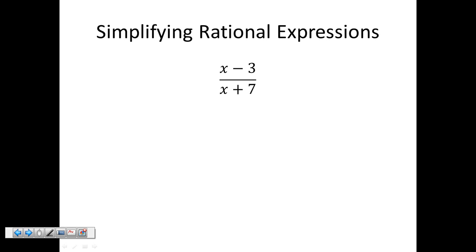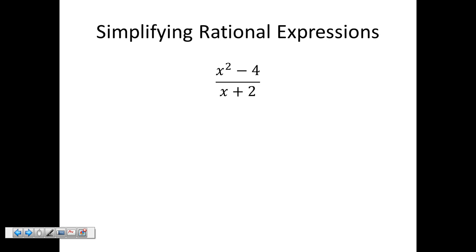Don't get tempted to cancel these things that are being added together through this division process. We can only cancel out things that are being multiplied together. Now here's one that looks like, okay, I want to cancel the x's, but I can't because of the addition and the subtraction. I want to cancel the 4 and the 2. I can't because of the addition and subtraction.